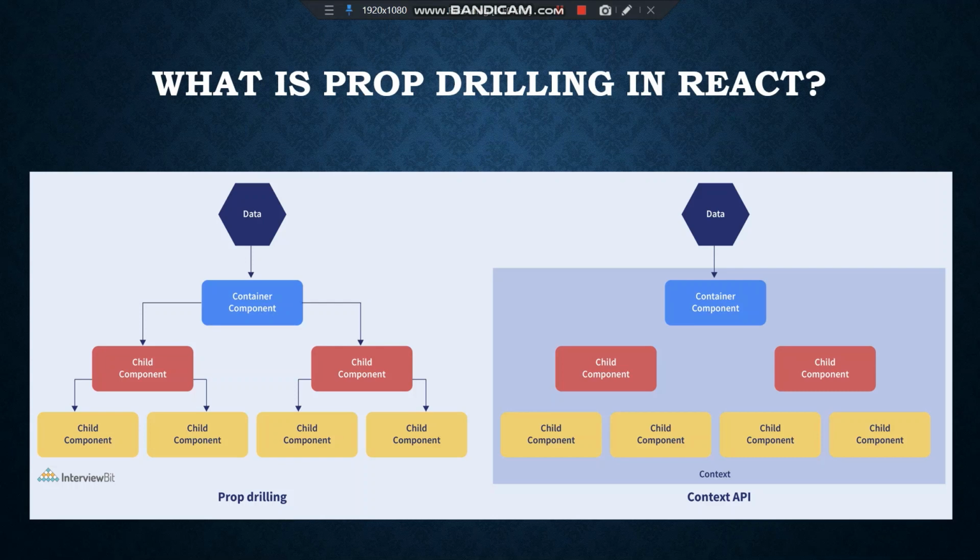So in the next diagram, you can see the context API, which is used for creating common data that is to be accessed by the component hierarchy without having to pass the props down to each level. So these components can have direct access to the data. This is the context API.